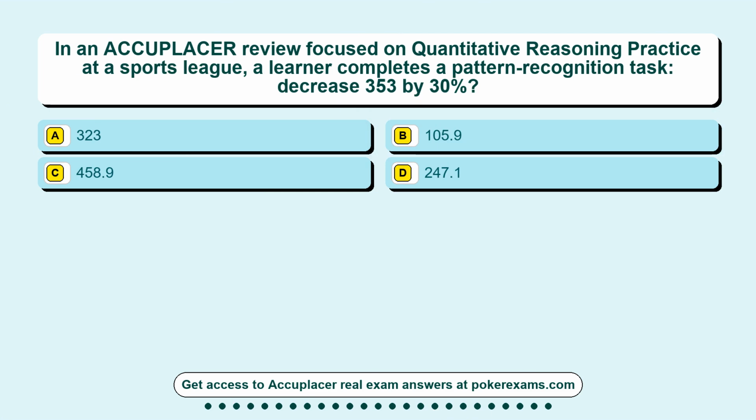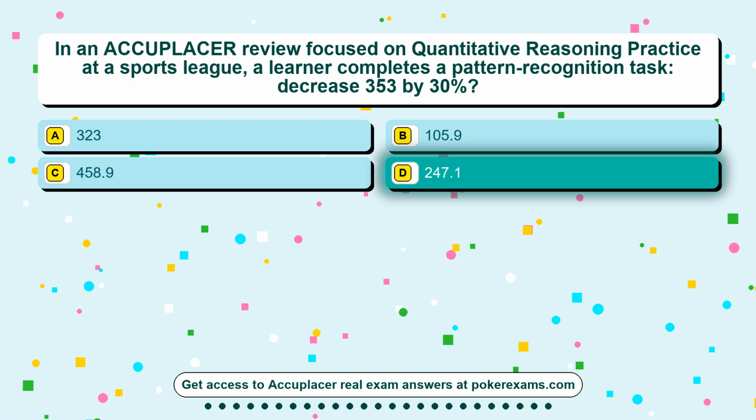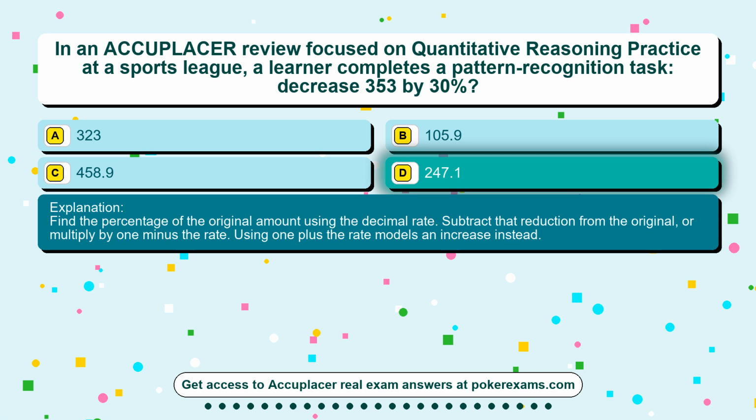Question 15. In an ACCUPLACER review focused on quantitative reasoning practice at a sports league, a learner completes a pattern recognition task. Decrease 353 by 30%. Option A, 323. Option B, 105.9. Option C, 458.9. Option D, 247.1. The correct answer is option D, 247.1. Find the percentage of the original amount using the decimal rate. Subtract that reduction from the original, or multiply by 1 minus the rate. Using 1 plus the rate models an increase instead.